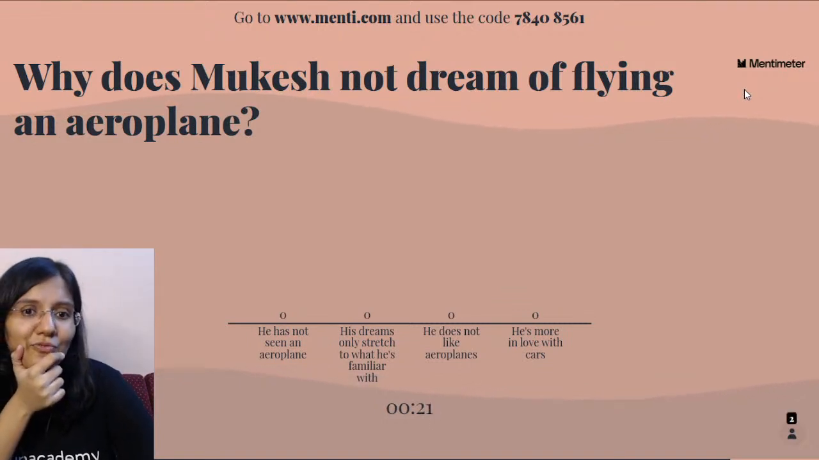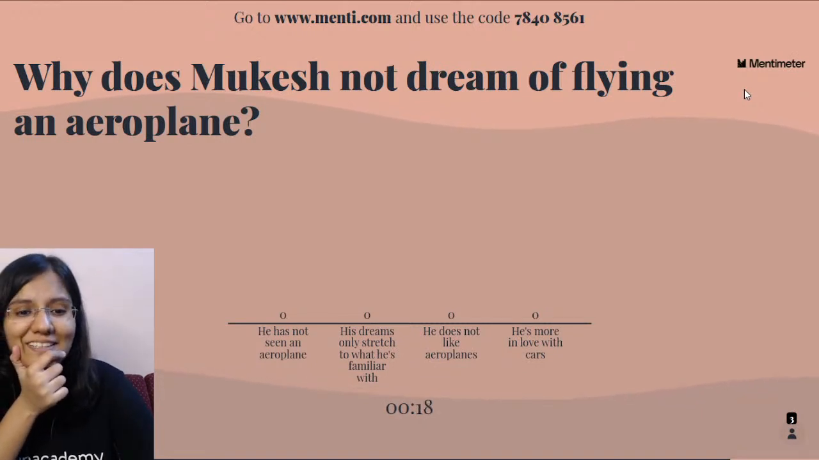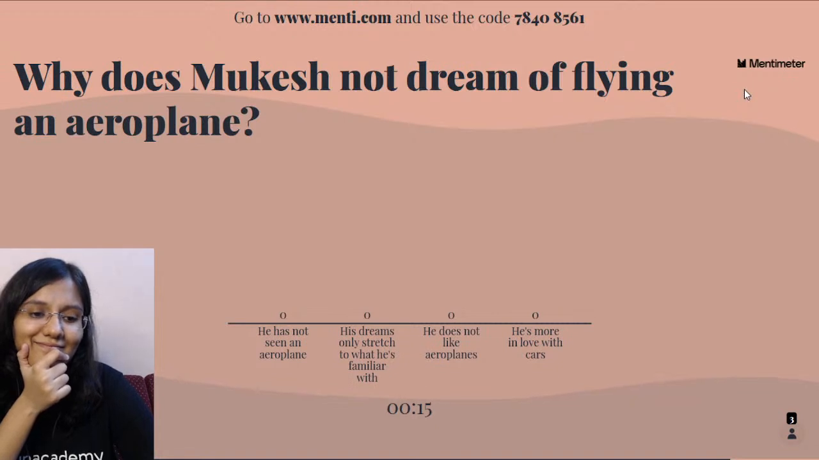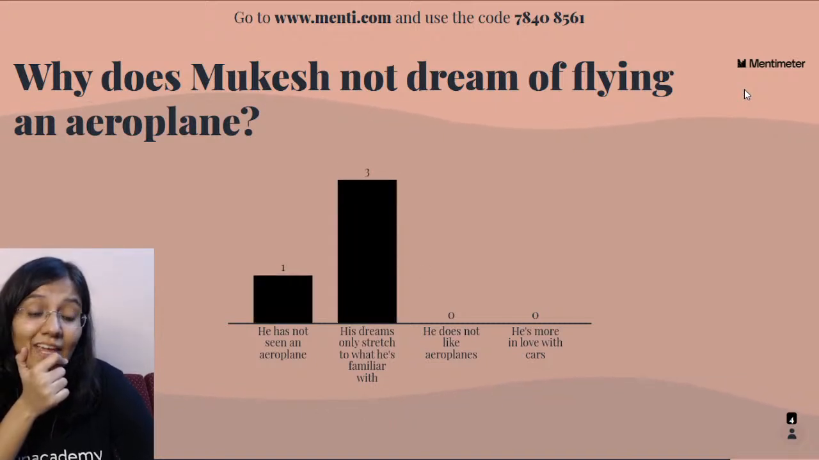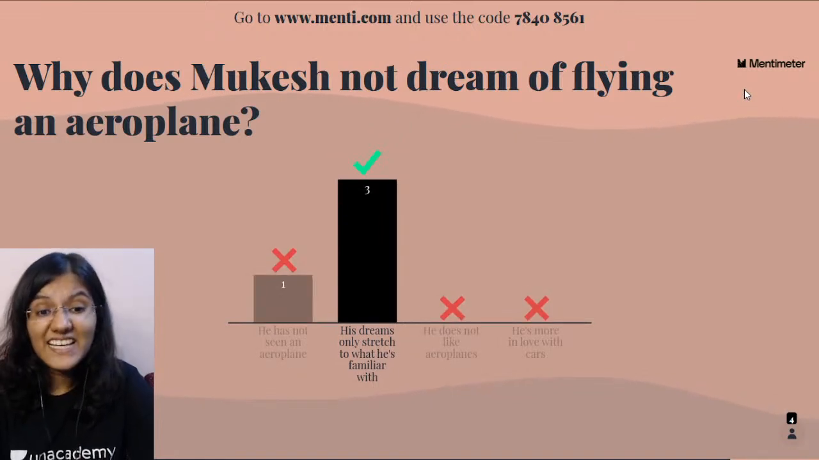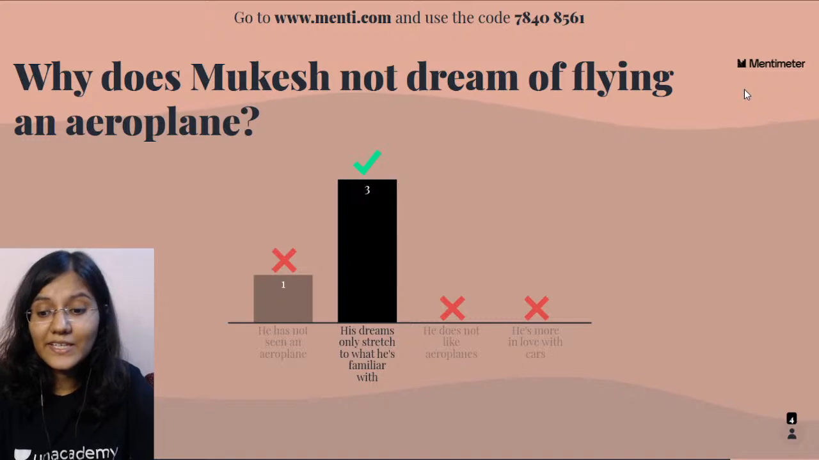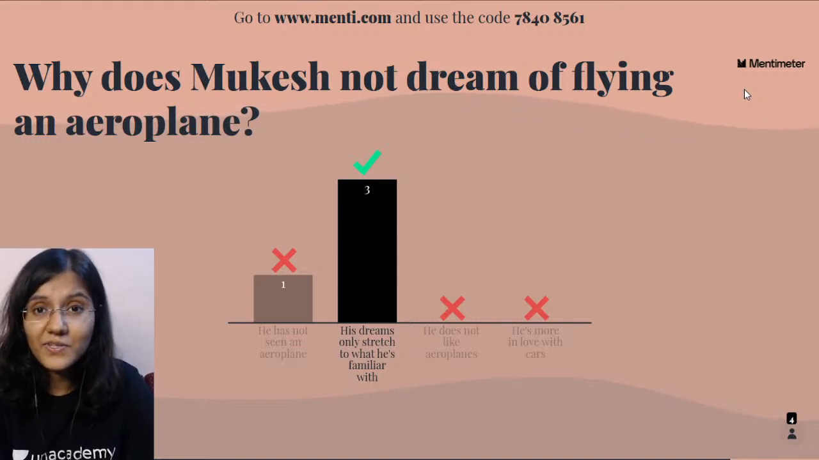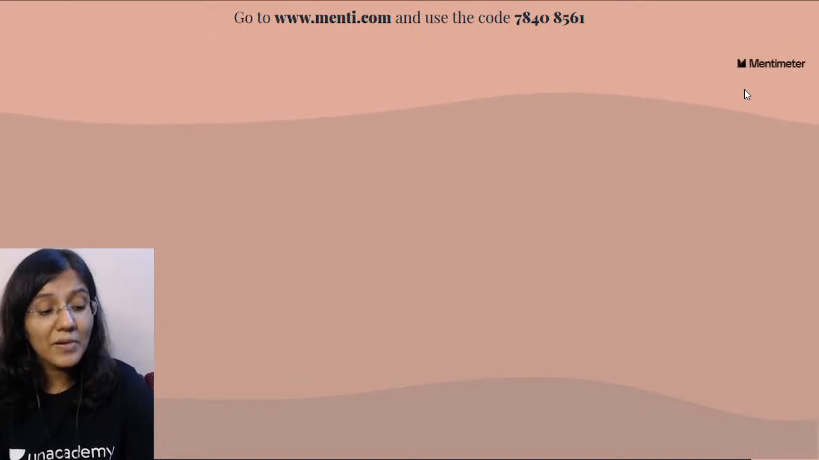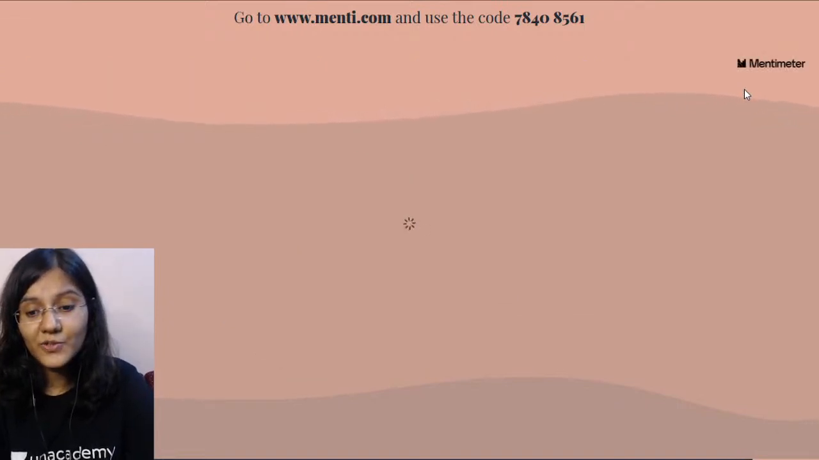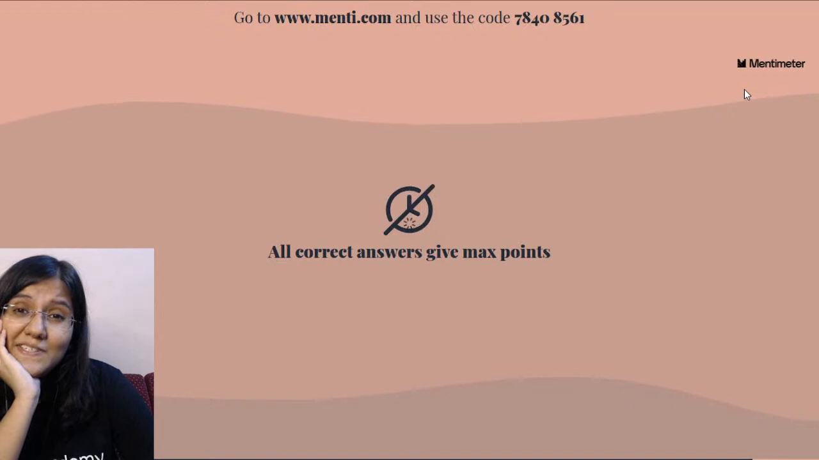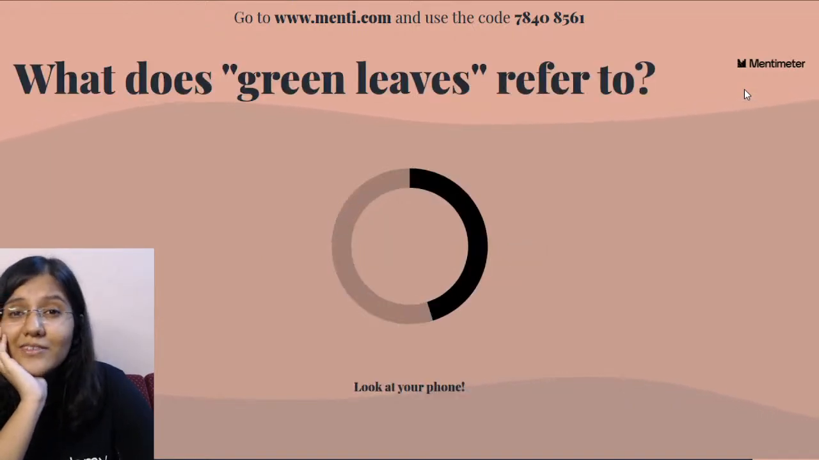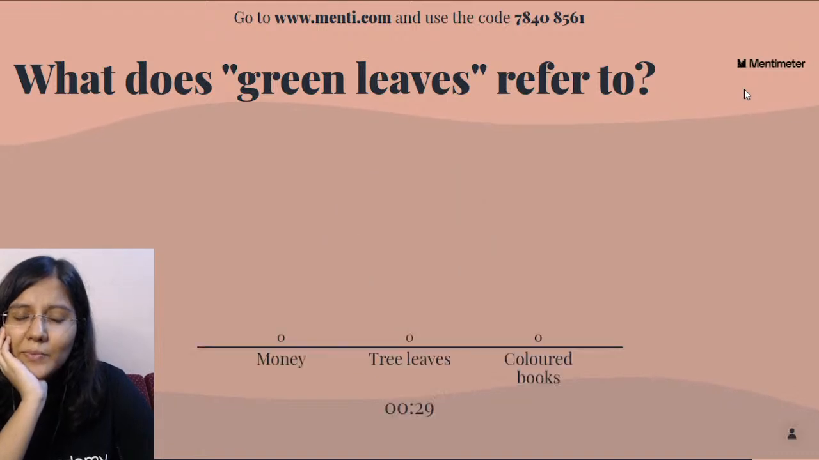Why does Mukesh not dream of flying an aeroplane? This is my favorite part of the whole lesson. Yeah, most of you got it right. His dreams only stretch to what he's familiar with, and that's why he dreams about cars, right? Because he's seen a lot of cars on the streets. But though aeroplanes do fly over Firozabad, and so he has seen aeroplanes, but not very many of them. The issue is really that he's not seen them enough to be able to want them and want them to be part of his life.